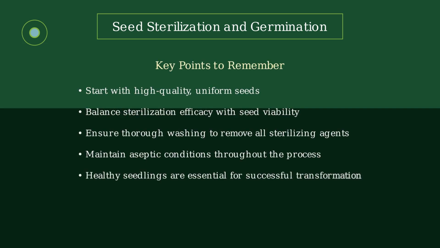Balance sterilization efficacy with seed viability. Ensure thorough washing. Maintain aseptic conditions. And recognize that healthy seedlings are essential for successful transformation. With properly sterilized and germinated seedlings, we can proceed to the next step: preparing the Agrobacterium culture for transformation.